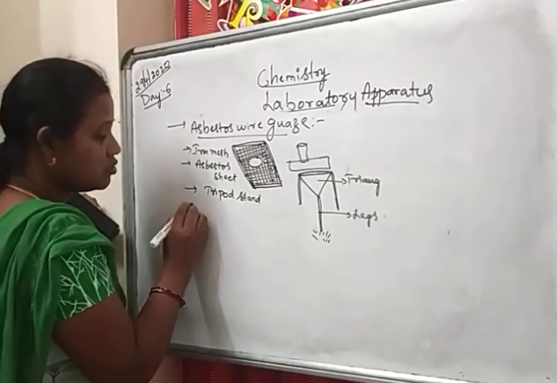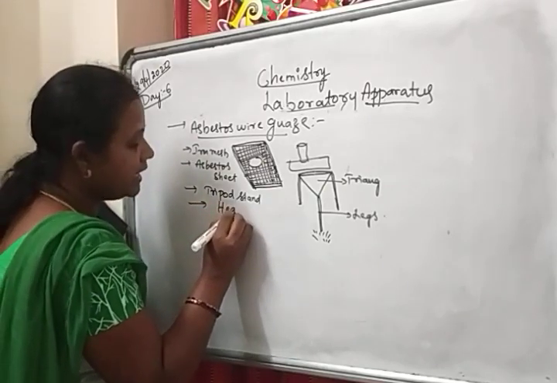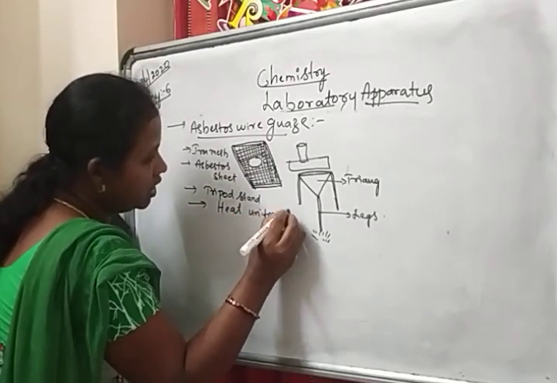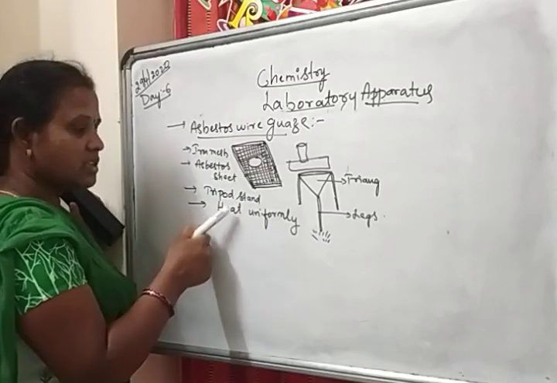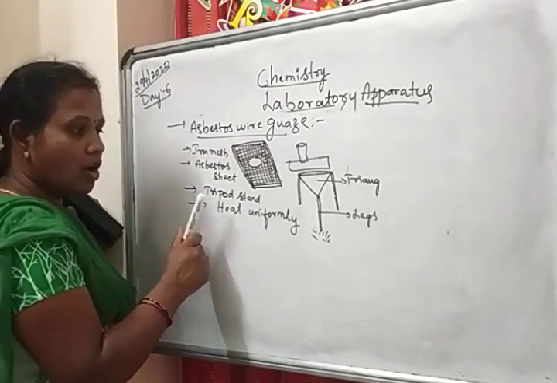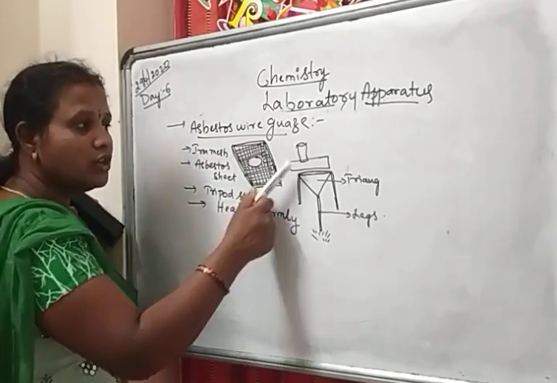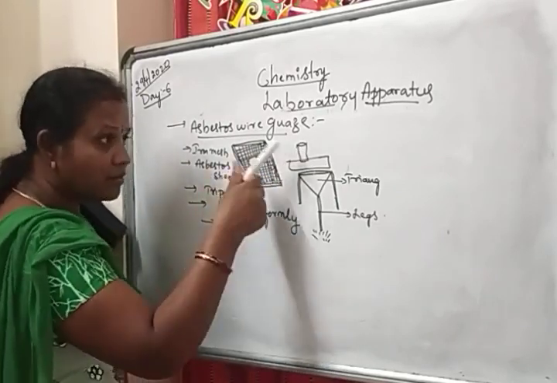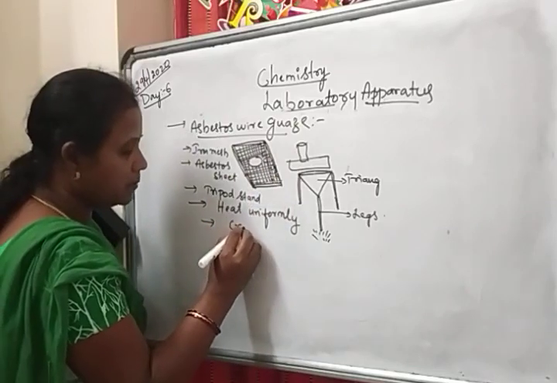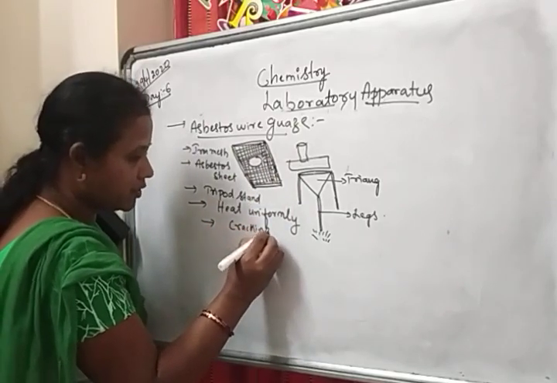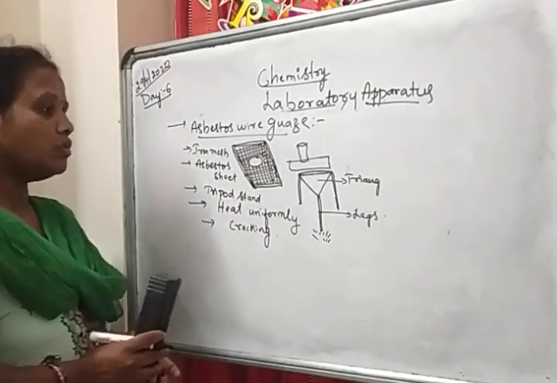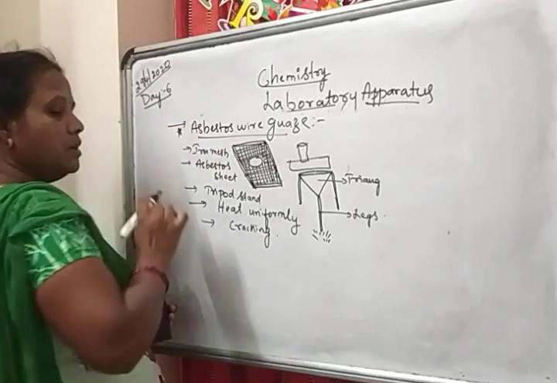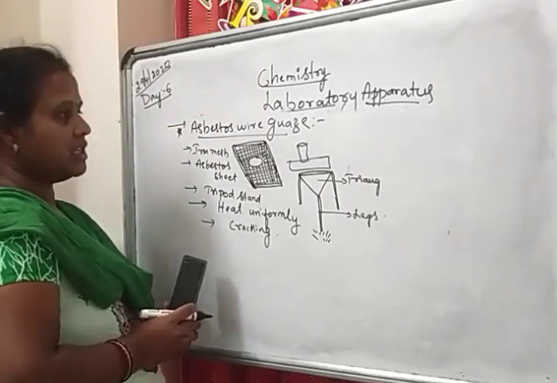So what is the use of this? It spreads the heat evenly or uniformly. It spreads or distributes the heat uniformly to the glass apparatus, and not only that, it prevents the glass apparatus from cracking. So these are the 2 uses of asbestos wire gauze, which is one of the important laboratory apparatus here children.